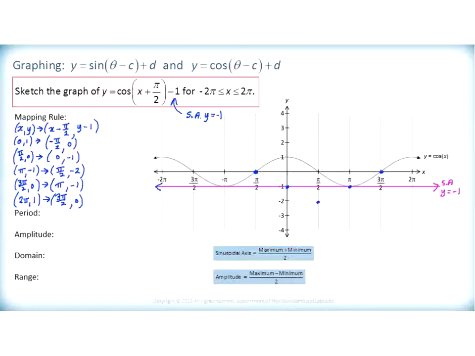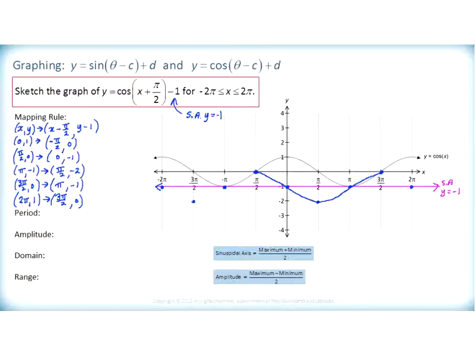So this gives us the V-shaped graph of our new transform function. And again, the pattern will continue for the full cycle. So at 2 pi, the graph will go to negative 1. And then at negative pi, it will be back at negative 1. And at 3 pi over 2, it's at negative 2. And at negative 2 pi, it will be back at negative 1.